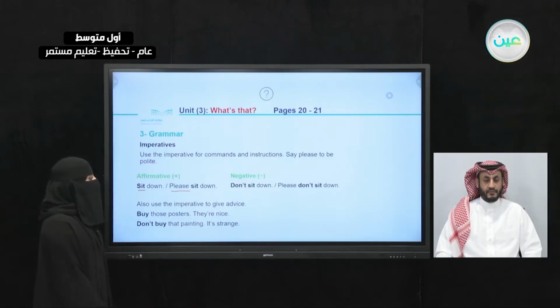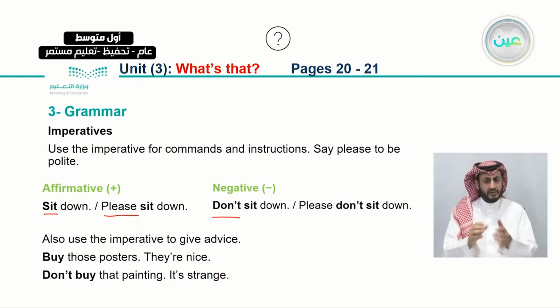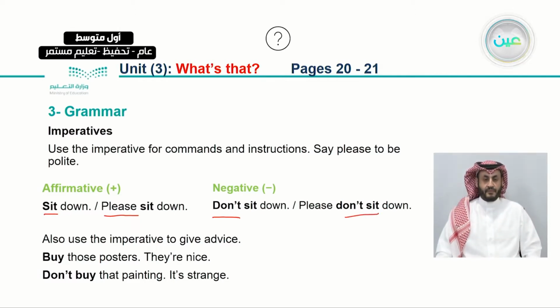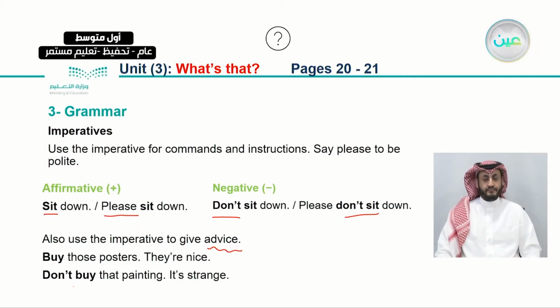If I want to make the negative form of it, I would be adding do not, don't sit down. Please don't sit down. Also use the imperative to give advice. So if you're giving instructions or advice such as buy those posters, they're nice. Don't buy those. Don't buy that painting, it's strange.